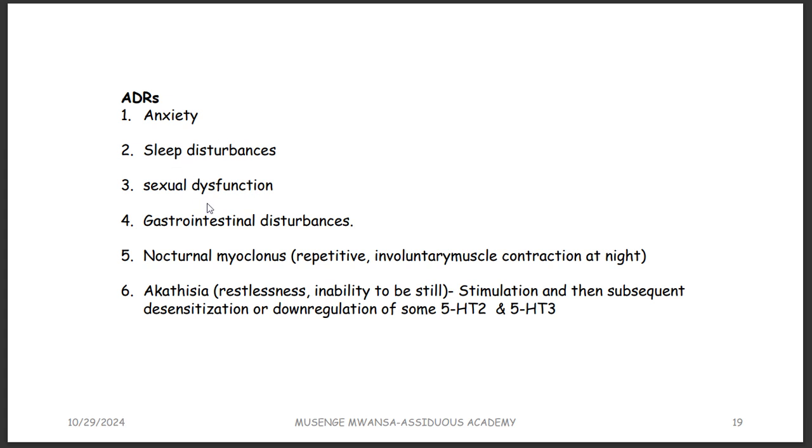They also cause sexual dysfunction, GIT problems, nocturnal myoclonus. Myoclonus, where muscles are contracting. Nocturnal is because it's at night. So it's an involuntary contraction of muscles at night. They also cause akathisia. You can't just rest. You are just moving. Okay, you can't be still. Because of stimulation and subsequent desensitization or dysregulation of the serotonin 2 and serotonin 3 receptors specifically.